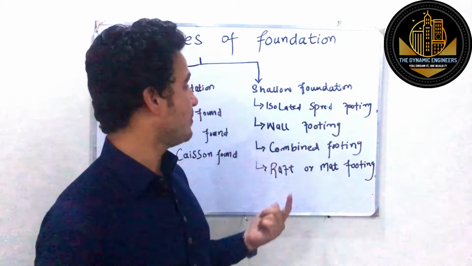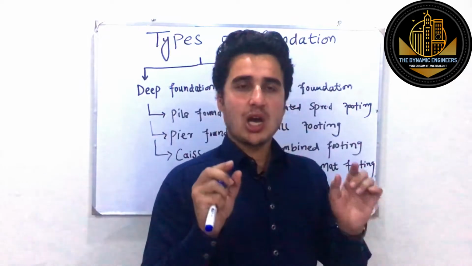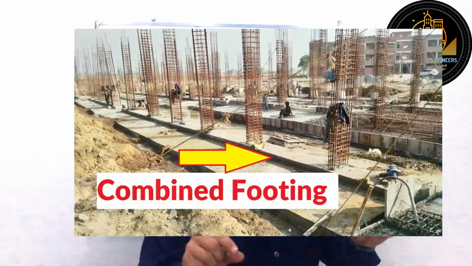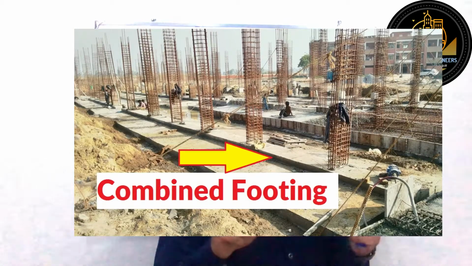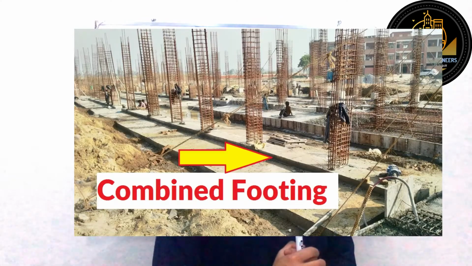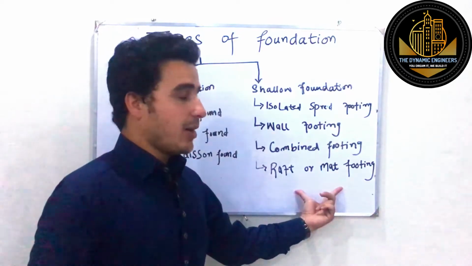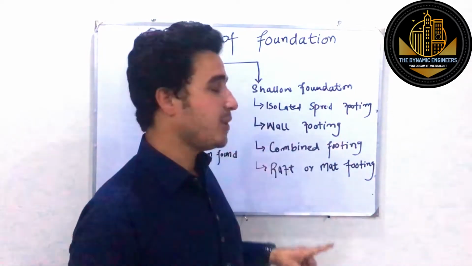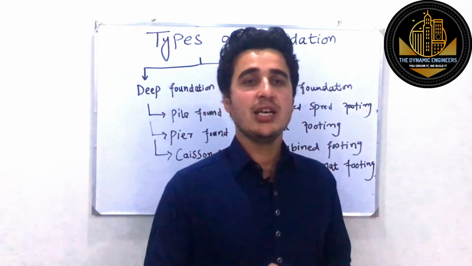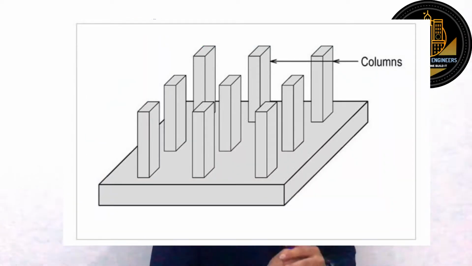The number three is combined footing. In the combined footing case, different columns are installed over a single footing. Like if you look at this picture, you can see that two different columns are standing over a single footing. This is what we call the combined footing. And the last is the raft or mat footing. This is normally used in high-rise buildings or in plaza construction. You would have seen that all columns are standing over a single raft or a single footing. That is what we call the mat or the raft foundation.